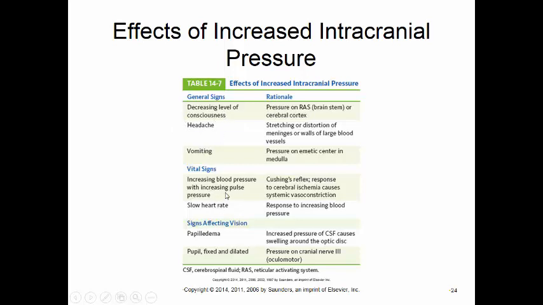You may see increasing blood pressure and increasing pulse pressure. This is going to be compensation for trying to get blood to the brain, because the brain's going to be low on blood as the pressure goes up, so it's going to try to compensate. And the heart rate may slow because the blood pressure is increasing. Papilledema, which is the eye around the optic disc, and then the pupil becomes fixed and dilated so that it doesn't shrink when you shine a flashlight in it.